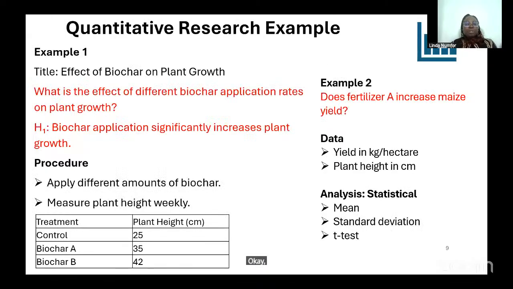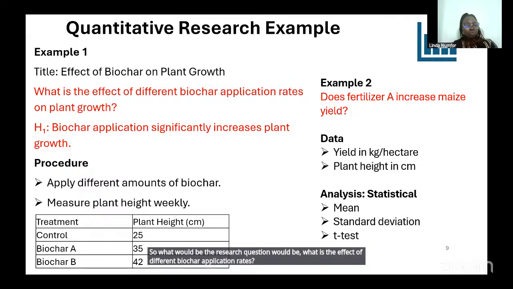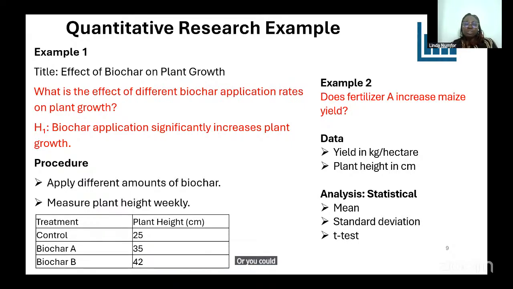Okay, and then some examples that we can see for quantitative research. For example, you want to work on the effect of biochar on plant growth. You need a research question for you to be able to get a good research methodology, as we said. So what would be the research question? It would be, what is the effect of different biochar application rates on plant growth? Or you could use the hypothesis, which is biochar application significantly increases plant growth.